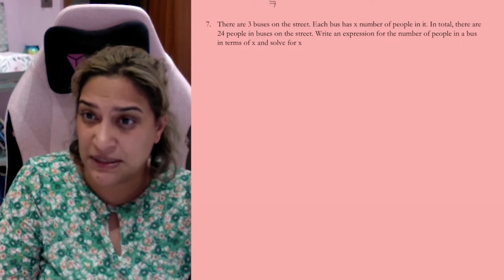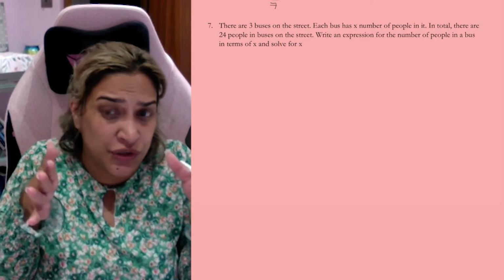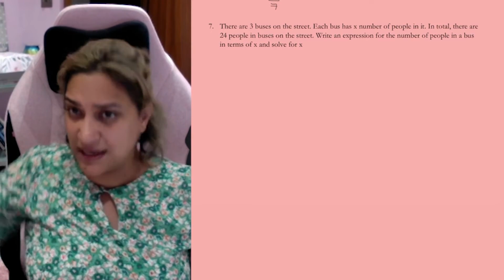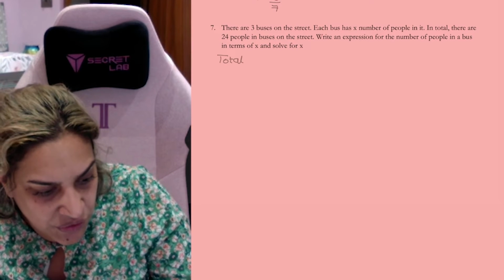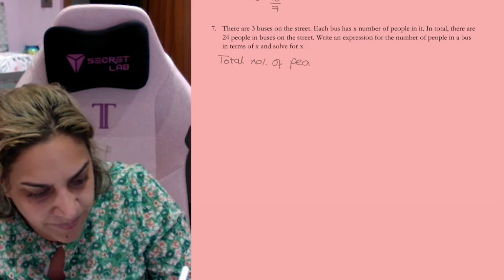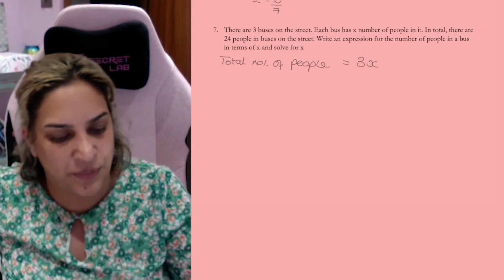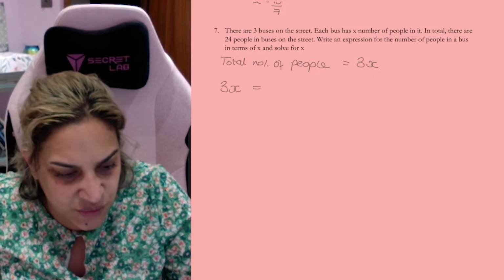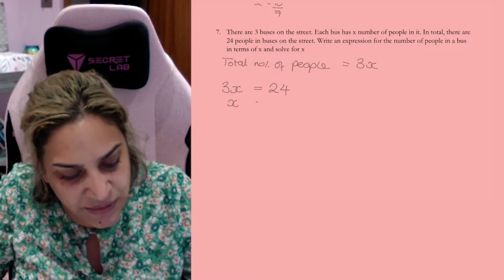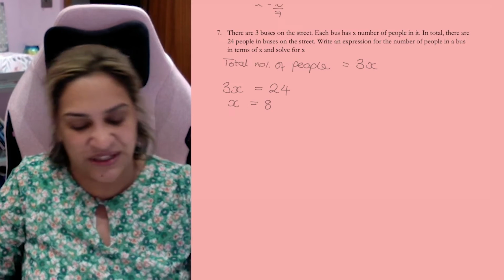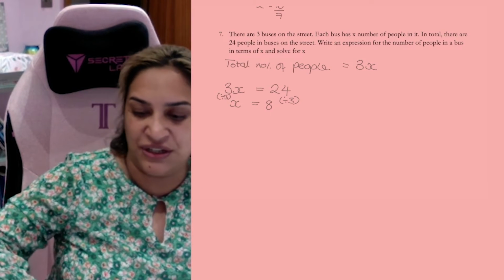So if there are 3 buses, each bus has x number. In total, there's x on one bus, x on another bus, x on another bus. So the total number of people is going to be 3x, because it's x plus x plus x. Now we know that 3x is equal to all the people, which is 24. So x equals 8, because I've divided by 3 on both sides. Okay, now let's have a look at some exam questions.